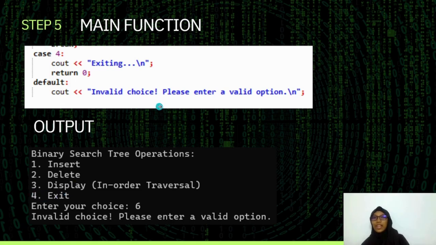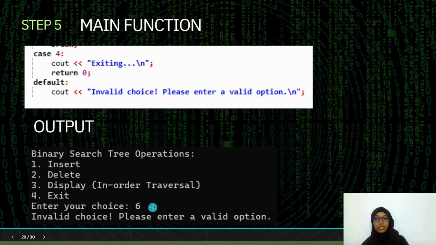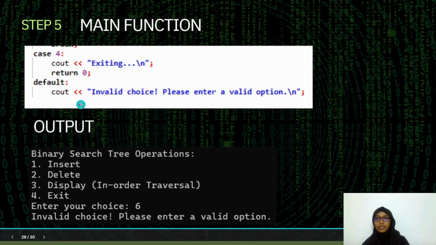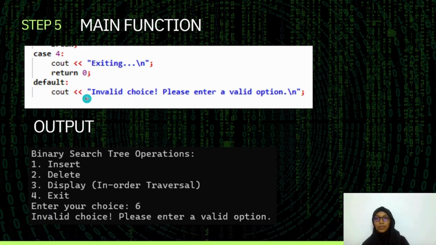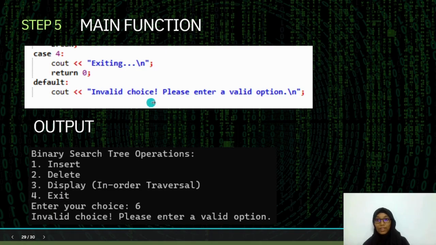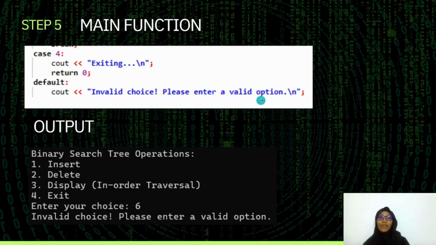Let's say I accidentally type a wrong value, I mean the choice here, which is 6, right? There is no choice 6 in here in a binary search tree operation. There is no 6 operation. If I accidentally type that in, the default of this switch will print out invalid choice, and please enter a valid option.